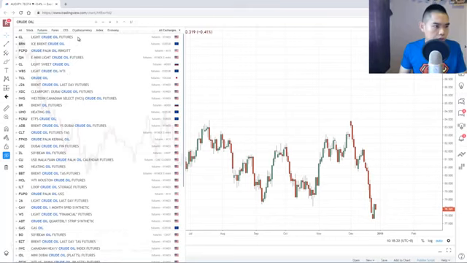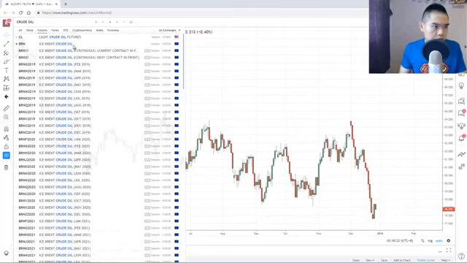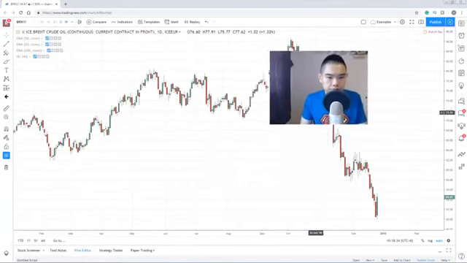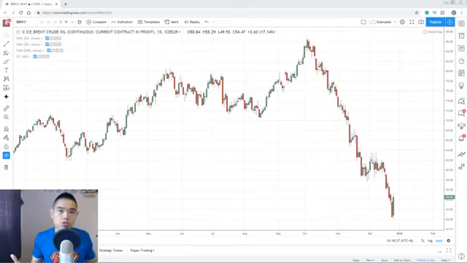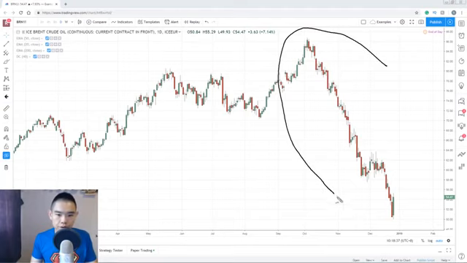Okay. I think we can use this as well. It doesn't really matter. Okay, so you can see over here, crude oil. Where can you see the trending move and the retracement move? So let's pay attention to this area over here.